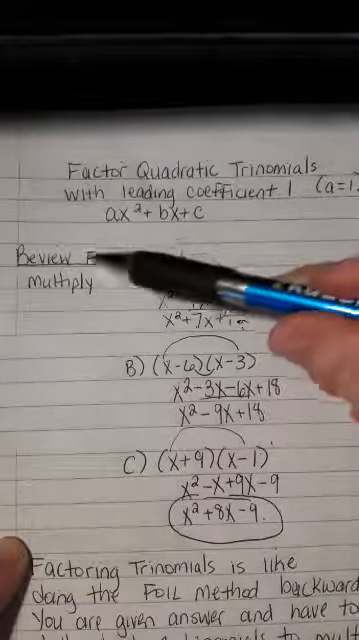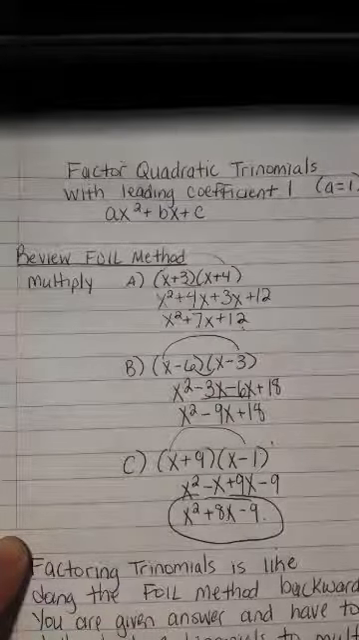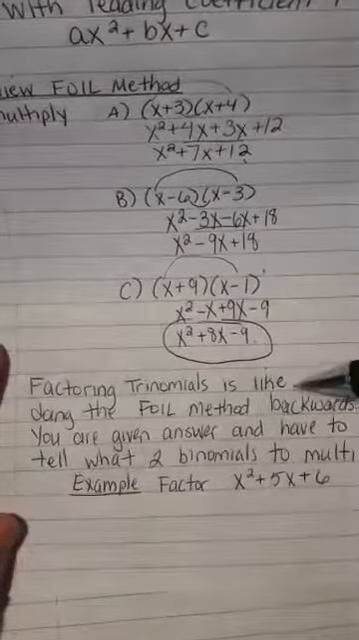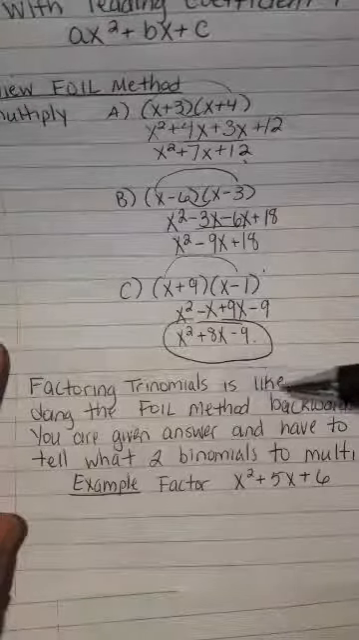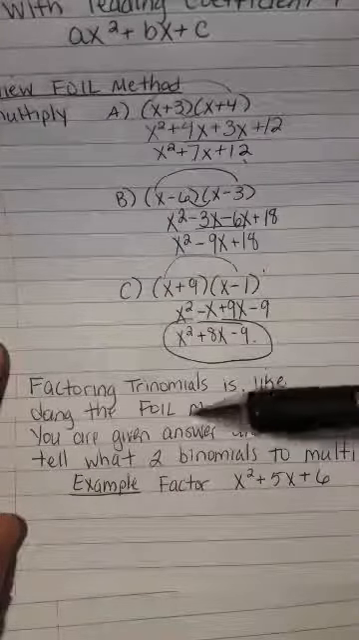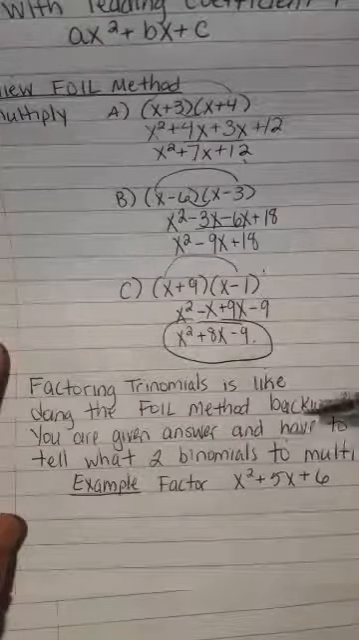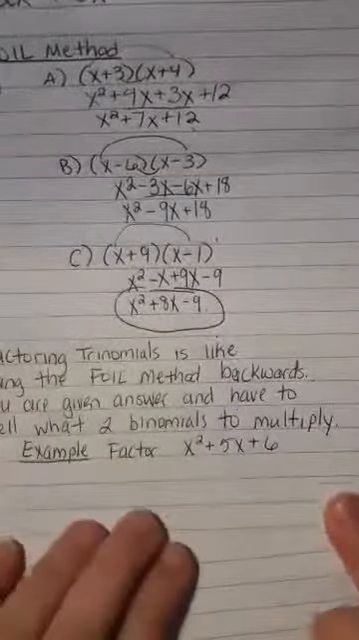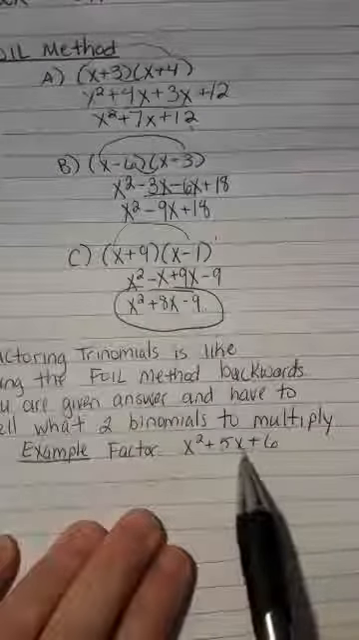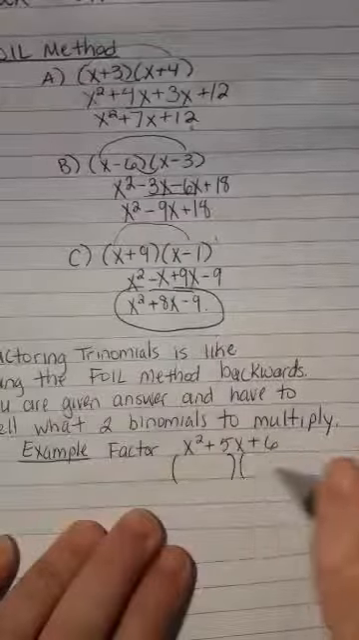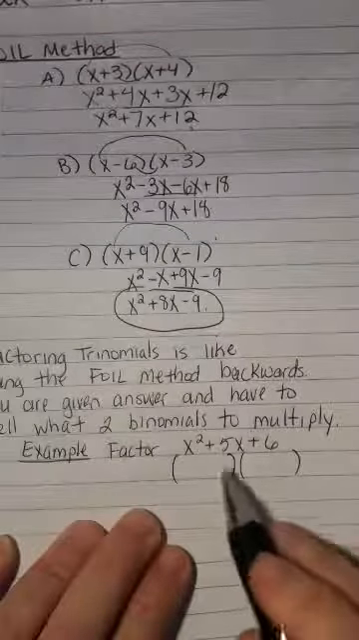That's why I wanted to review the FOIL method, because this is kind of like the FOIL method backwards that we're going to be doing. And that's what this says right down here. Let me scoot this up for a minute. Factoring trinomials is like doing the FOIL method backwards. You're given the answer, and then you have to tell what two binomials to use to multiply. For example, if this is your trinomial that you're given, and you're told to factor that, that means I want to know what two binomials I use to multiply together to get this answer.